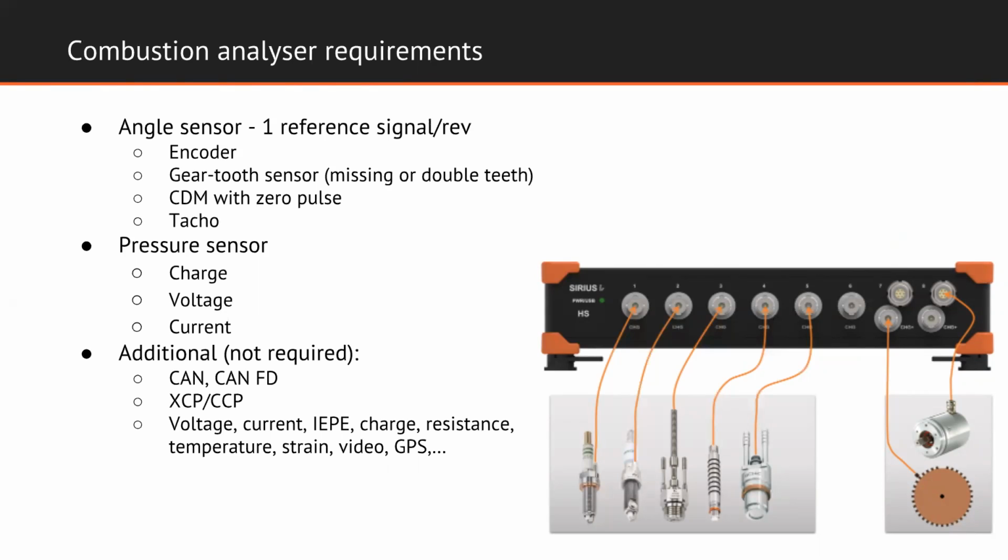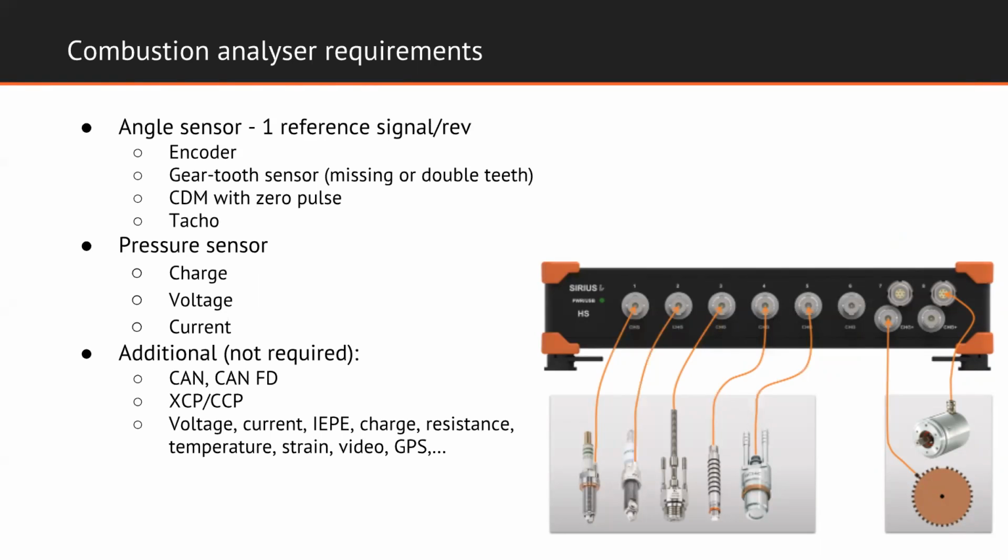For the pressure sensor, we support direct charge type inputs, which mean that any AVL or Kistler pressure sensor can be directly connected to our amplifiers. If you have a pressure sensor with an inline amplifier or an external amplifier, it's also possible to connect just voltage or current inputs to our instruments.